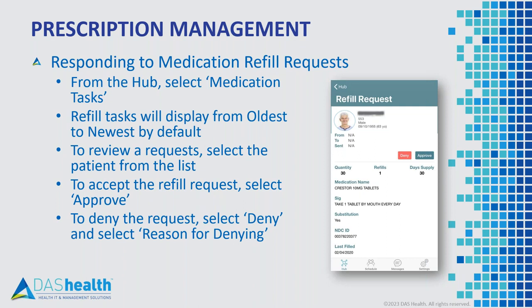The provider can select a refill from the list and review the details of that request. Once that request has been reviewed, the provider has the option to either select approve, to accept that refill and have it sent through, or they can select deny. And similar to the EHR, if they are denying the refill request, they'll be prompted to enter that denial reason.